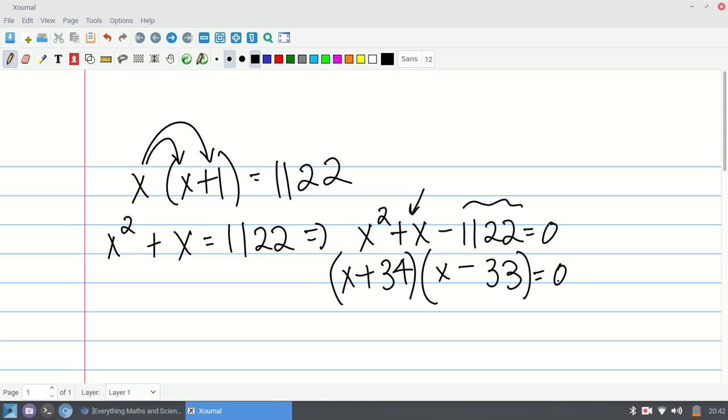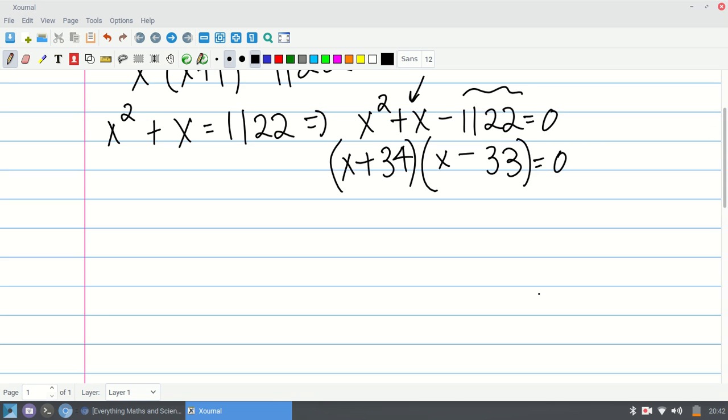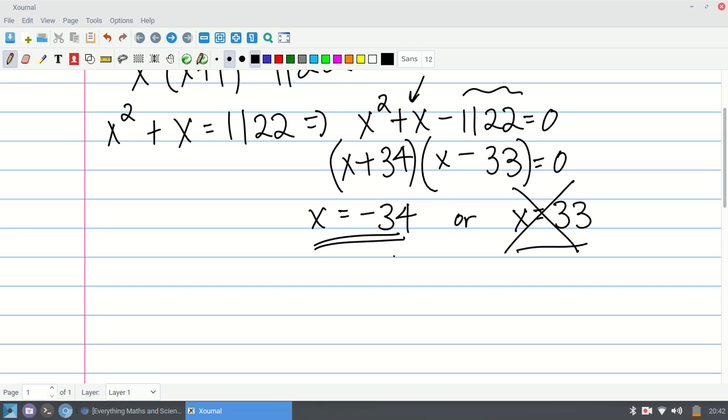Okay, check that yourself. All right. So what you're going to get is x equal to negative 34 or x equal to 33. Now, it says that the integers are negative, right? So will this count? Absolutely not. So we have to cancel that. So our first integer is equal to negative 34.